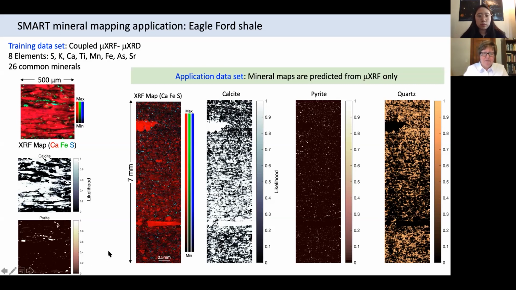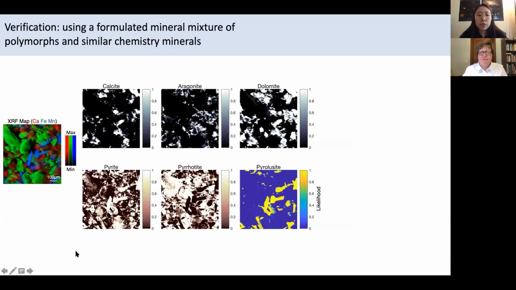The total time required for this application included the hours for the microfluorescence scan, plus a few seconds for mineral map generation. To further demonstrate and verify the capabilities of the smart mineral mapper, a formulated mineral mixture of known composition was mapped. We first want to highlight that the 6 minerals identified are in line with the phases added to the mixture, validating our overall approach in characterizing a multi-mineral mixture with overlapping chemistries. And in addition to its use as a verification sample, results demonstrate significant advancements to achieving carbonate and sulfide mineral differentiation.